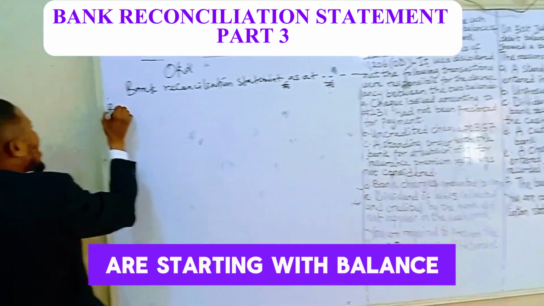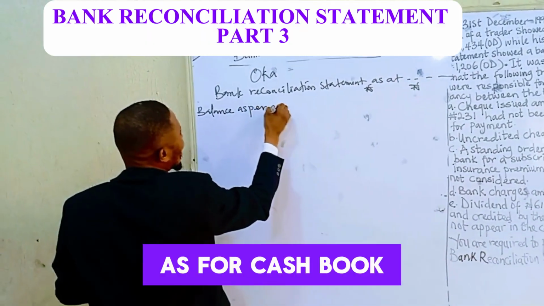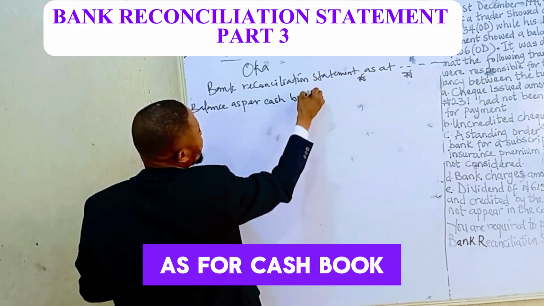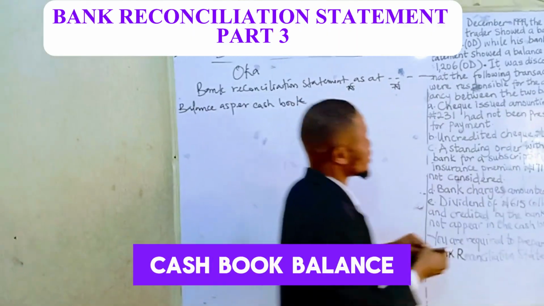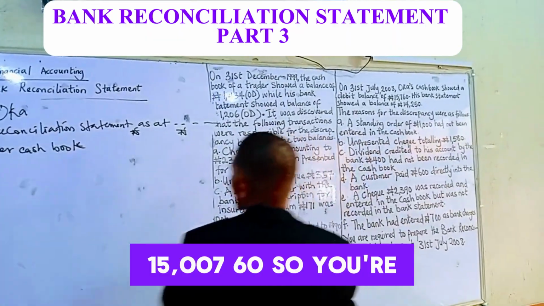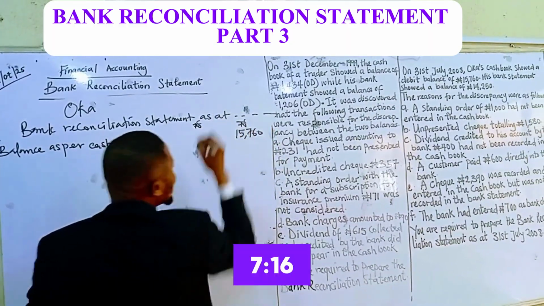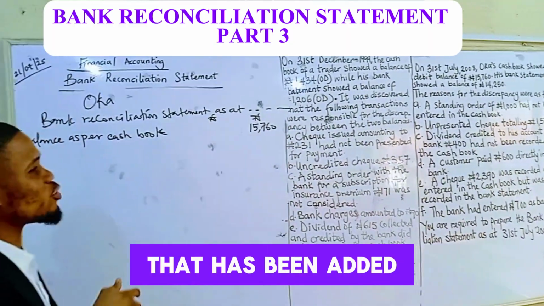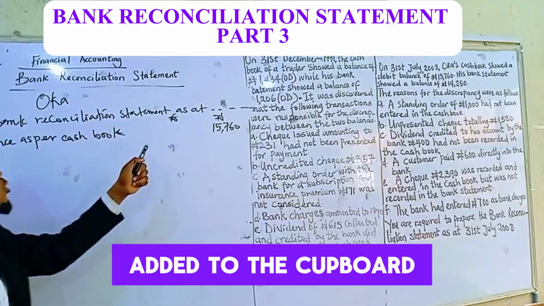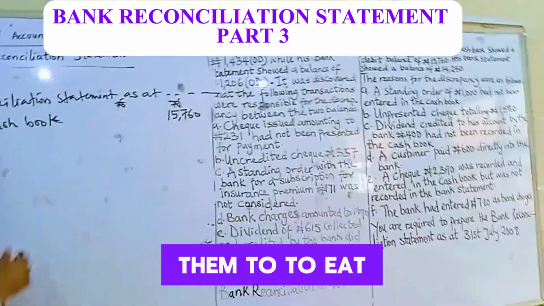Then we are starting with balance as per cash book. Now, what is the cash book balance? 15,760. So you're going to have 15,760. I told you, anything that has been added to the bank but has not been added to the cash book, to make them balance, you're going to add it to the cash book.